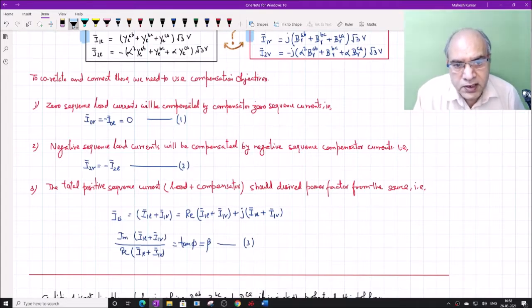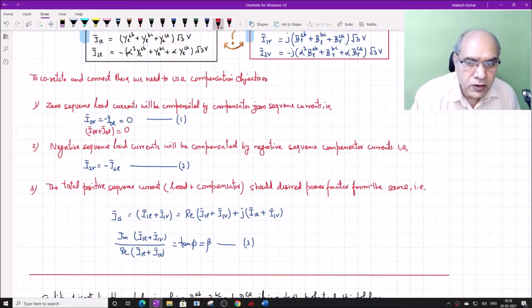The first one is that the total or net zero sequence current must be equal to 0. In other words, if I add I0 gamma plus I0L, the sum must be equal to 0. Actually, this is not a very important condition, because by default it is the property of the three-phase three-wire system that the zero sequence current will be equal to 0. So it is a very trivial condition, not a useful one, because it is a property of the three-phase three-wire network.